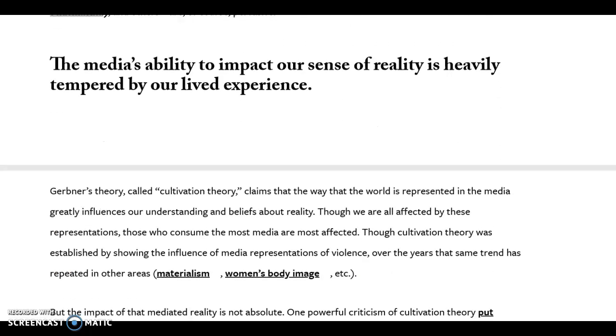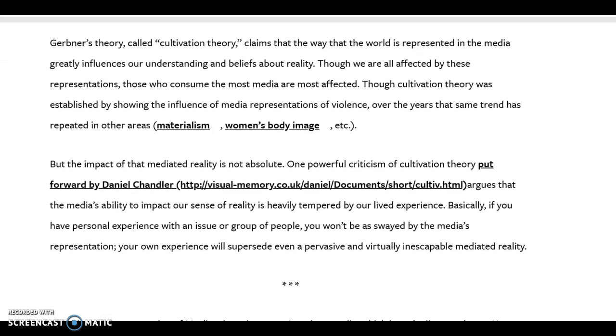And ultimately, the thesis is that when we have lived experiences with marginalized groups, we tend to revert to that rather than to use what we understand from the media. However, if we don't have that personal experience with marginalized groups, we're more likely to use whatever we see in the media to support our beliefs about certain groups, right?